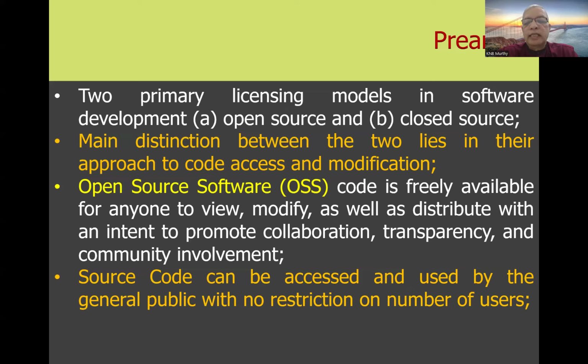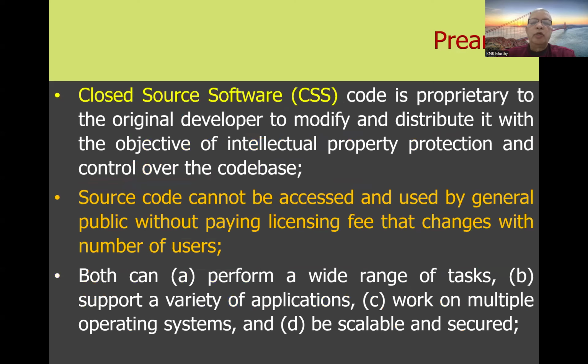Source code can be accessed and used by the general public with no restriction on the number of users. Coming to closed source software, code is proprietary to the original developer to modify and distribute it with the objective of intellectual property protection and control over the code base. Source code cannot be accessed and used by general public without paying licensing fee that changes with the number of users.